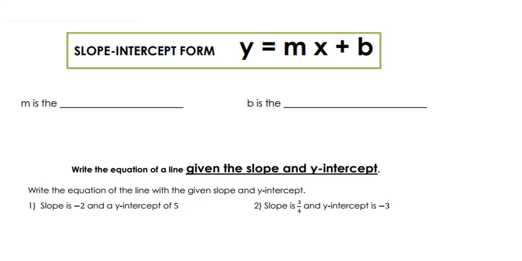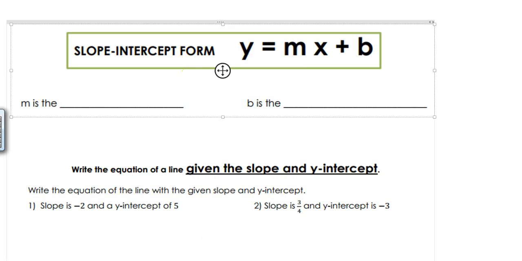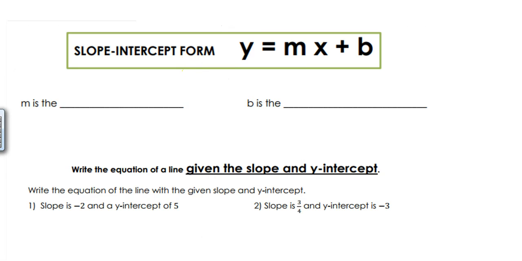Alright, we're going to talk about linear equations, and mainly we're going to talk about them in slope-intercept form. When we talk about slope-intercept form, we have two main things we're talking about there. We're talking about our slope, which is m, and our y-intercept, which is b.